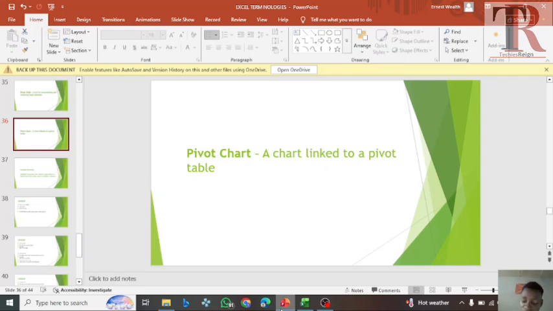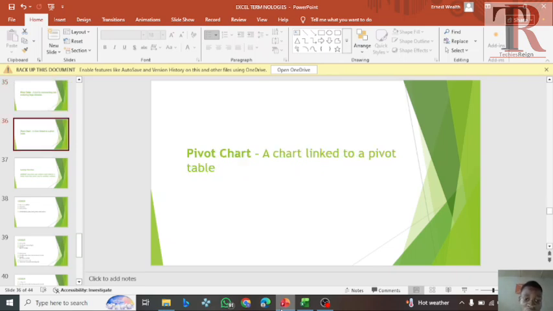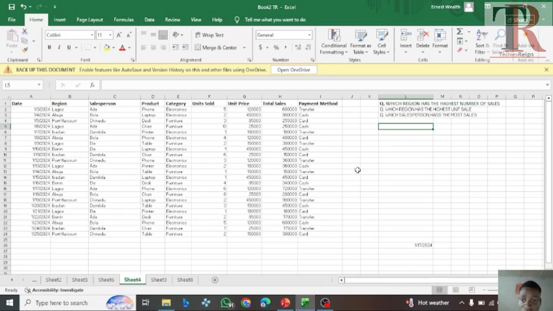In the previous class, we talked about the pivot table. In this class, we'll be going forward into the pivot charts. As we did the pivot table, we'll do the pivot chart the same way. We'll answer the three questions: which region has the highest number of sales, which region has the highest unit sale, and which salesperson has the most sales, using this data set like we did the pivot table.